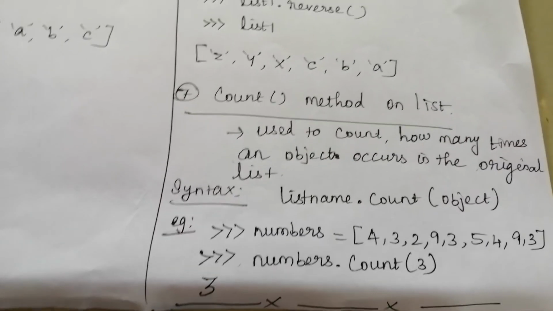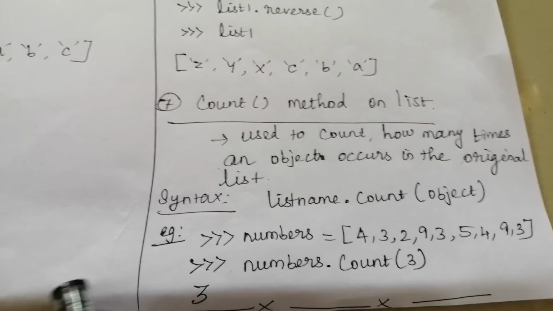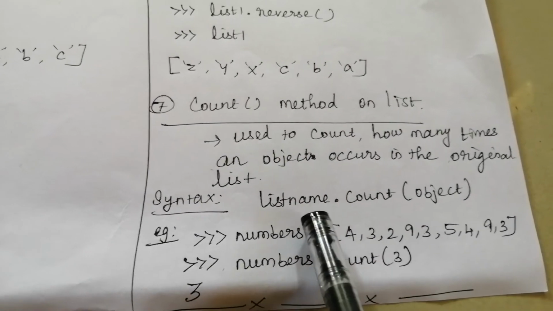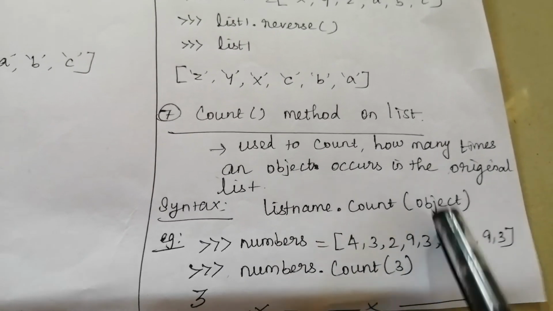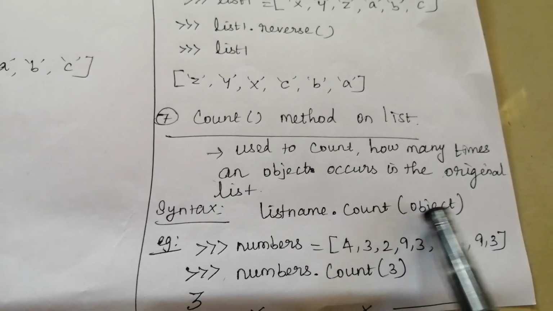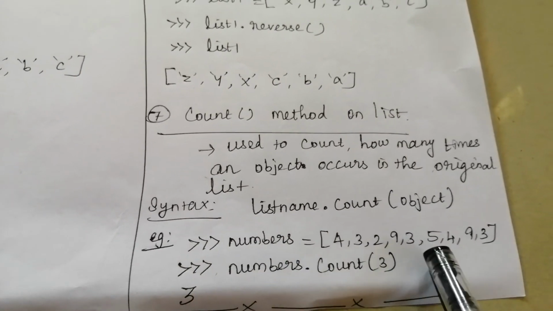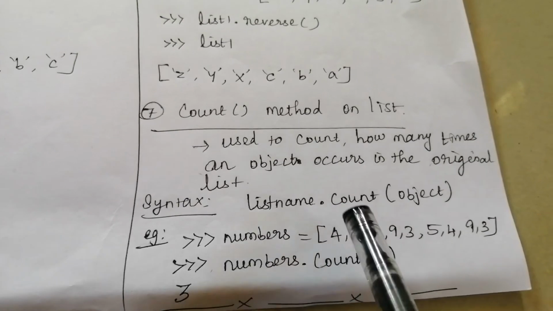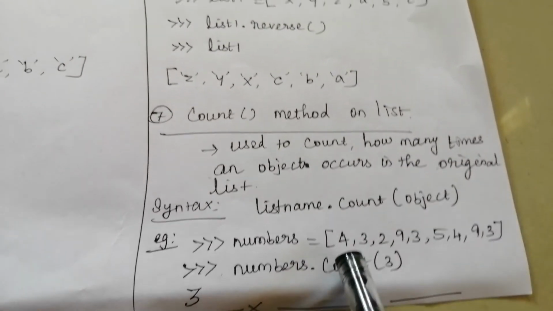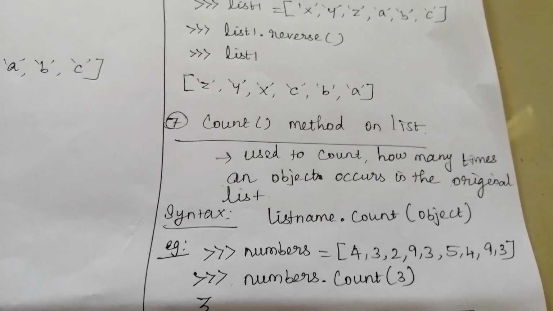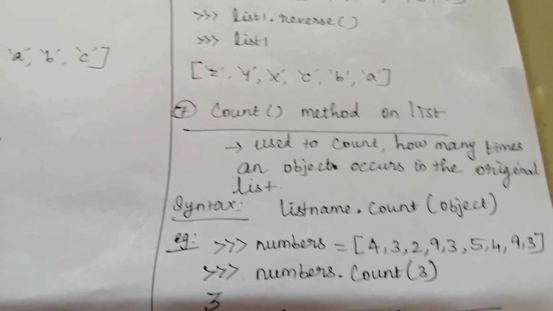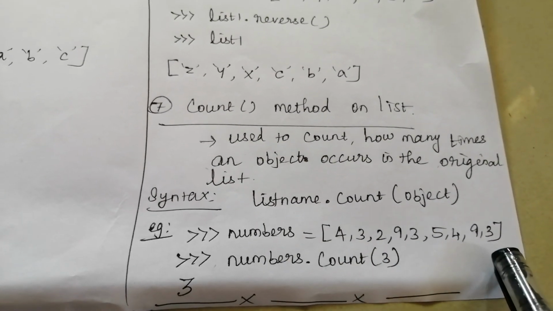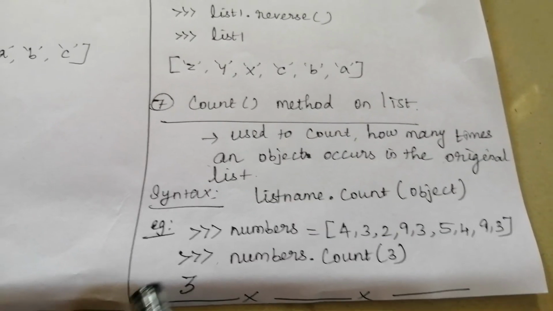Next one, the count method. It is used to count how many times an object occurs in the list. See this, list name dot count of object. The object may be a value to be represented here. This is the numbers list I created. Here I am going to count the item 3. The count method will display how many times the object occurs in the list. Here 3 occurred 3 times, so it displays the output 3.